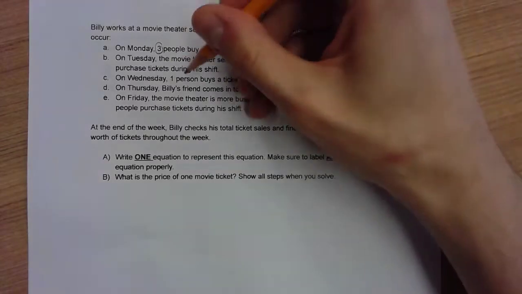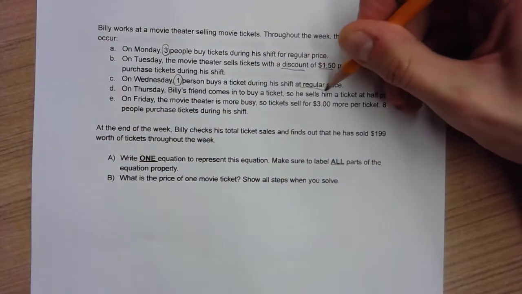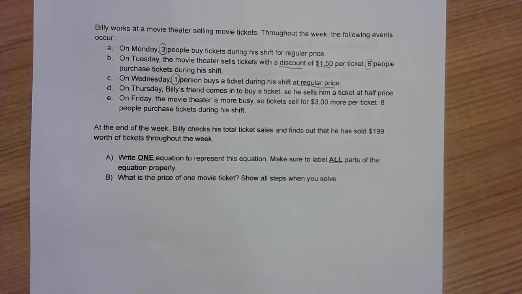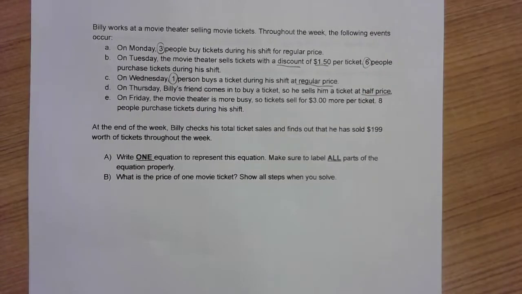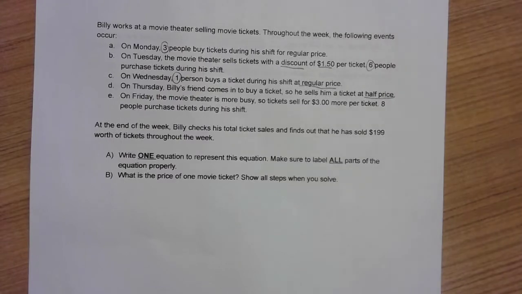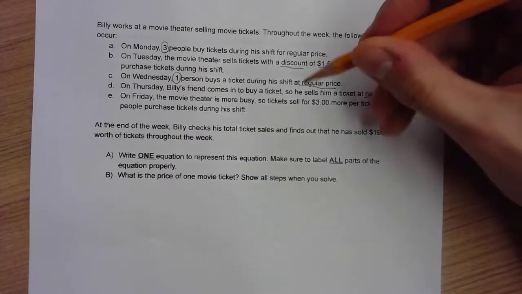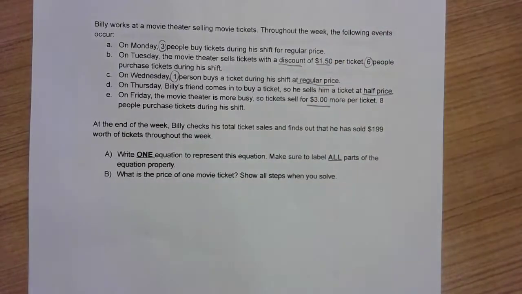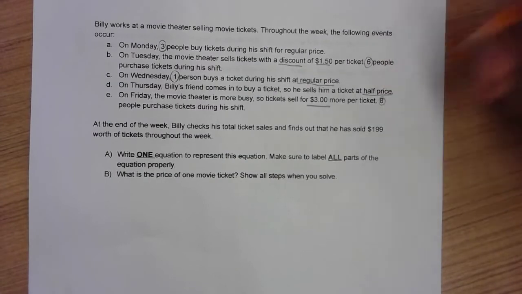Wednesday, 1 person buys a ticket at normal price. Thursday, Billy's friend comes in and buys a ticket, so he sells him a ticket at half price. And on Friday, the movie theater is a little bit more busy, so tickets sell for $3 more per ticket, and he sells 8 tickets.